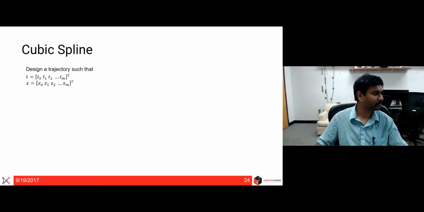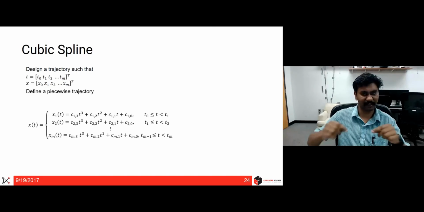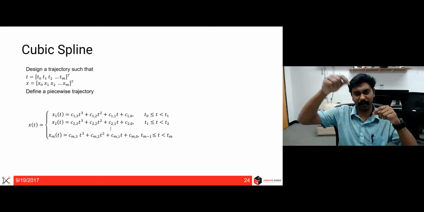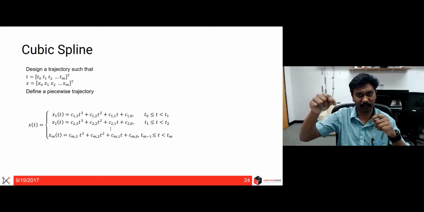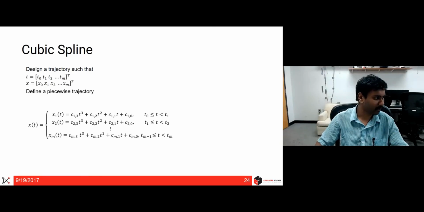Okay, so the other alternative formulation would be basically using a cubic spline when we have the same set of parameters inside, but we want to instead define a piecewise trajectory wherein between every two consecutive waypoints we have a cubic spline associated with it.